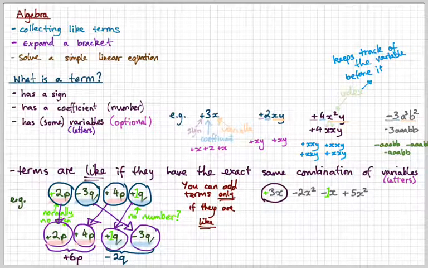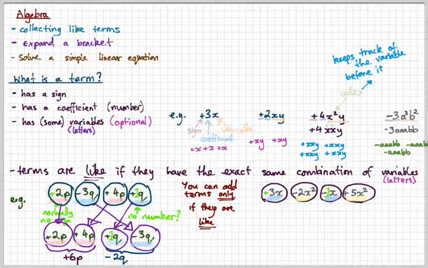So let's circle the terms. We have this term, this term, this term, and this term. Now which ones are like? Now a term is like if it has the exact same combination of variables. Here we have the letter x. Where else do we have just the letter x? Here. The other two terms have x squareds. So they're different terms, but the x squareds are like and the x's are like.